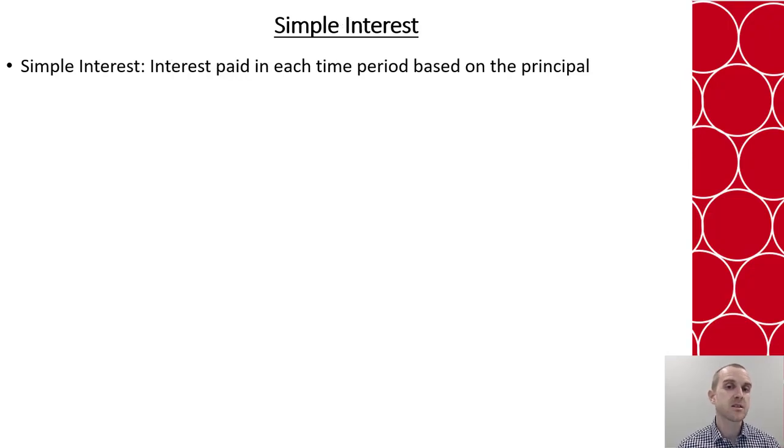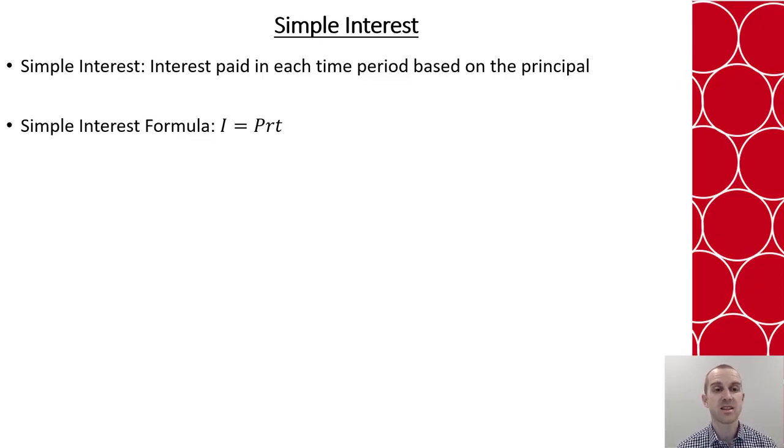Now, one of the easiest ones to calculate is called the simple interest. And this is interest that's paid in each time period based on the principal. So we use a very basic formula to determine that interest that's accumulated. And it is that I equals P times R times T.